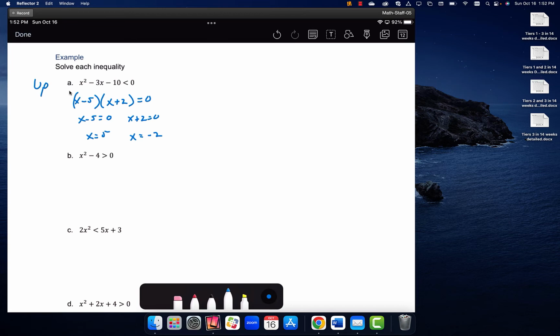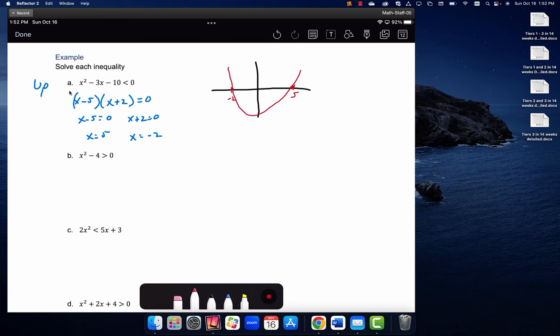Those are your x-intercepts. So off to the side, we're just going to very quickly sketch our graph. It doesn't have to be crazy accurate. We just need to know basically what it looks like. We're going from -2 to 5, and we know that the quadratic opens up. Again, we don't have to be crazy accurate, just get a general idea as to what this looks like.